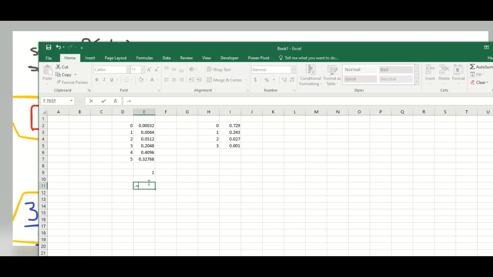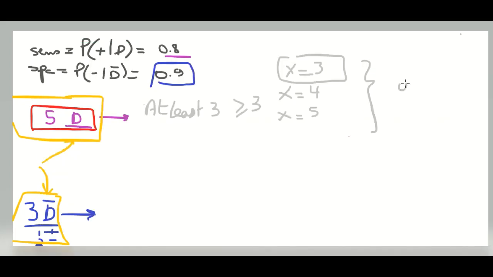Let me do it here. So this is the probability of adding these 3 probabilities together, and that comes out to be equal to 94.2%. So 0.942.